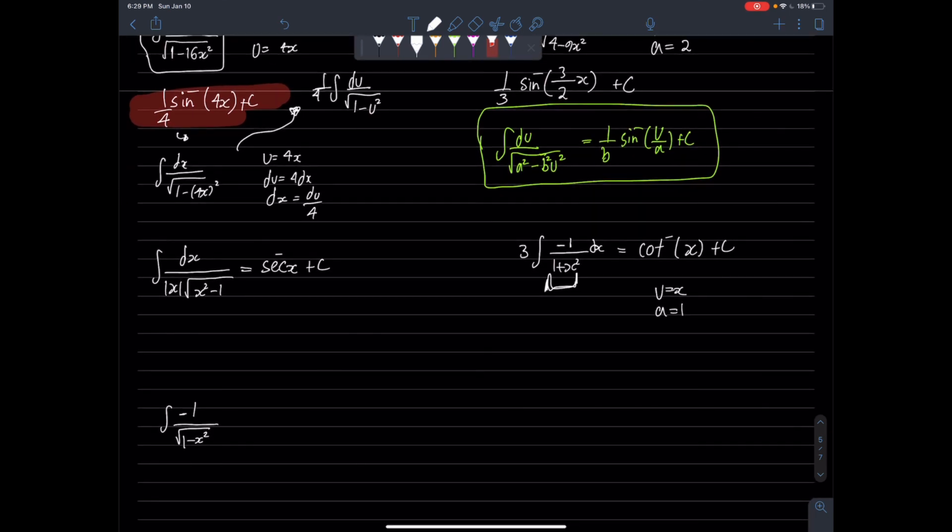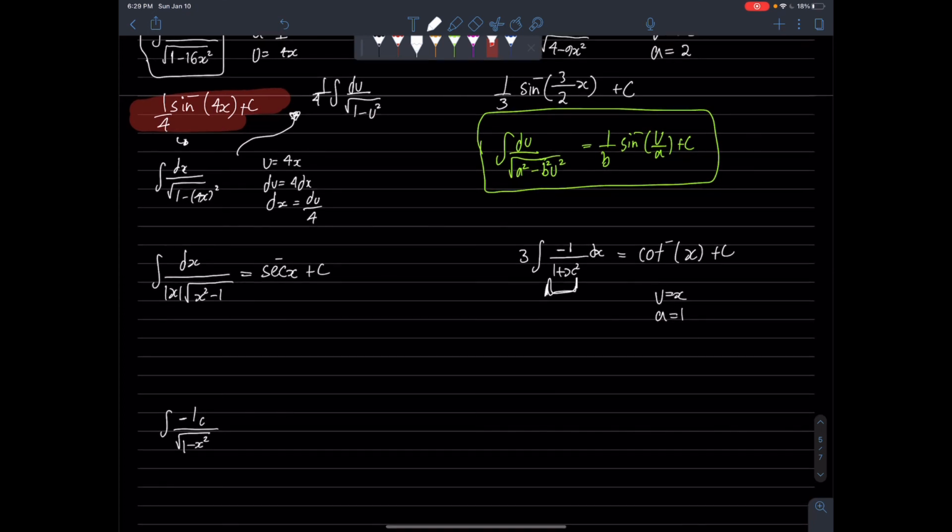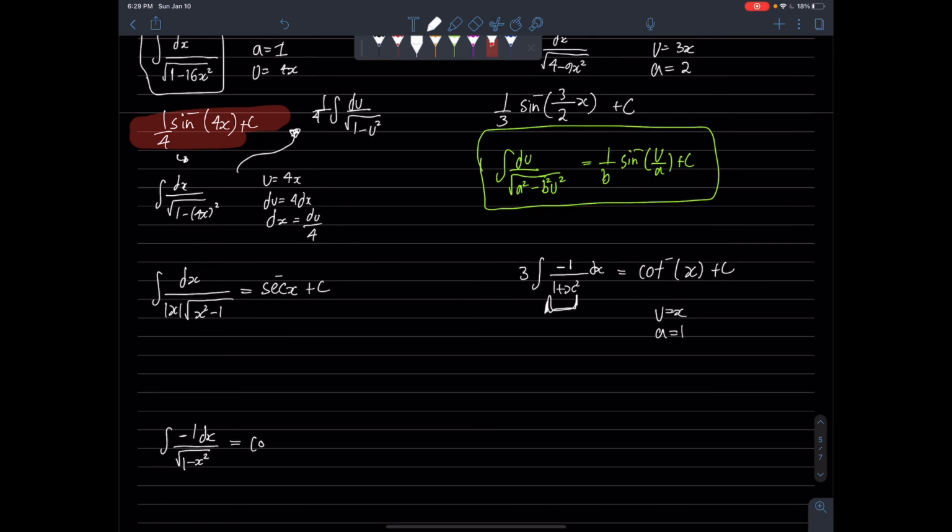This one. So remember, sine is the opposite of cos. Secant and cosecant are opposite. Tangent and cotangent are opposite in sign. Okay, this one's missing a dx. So this one is just going to be cos inverse x plus c, right? U is x, a is 1, right?